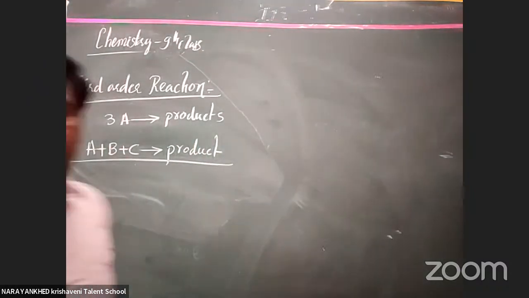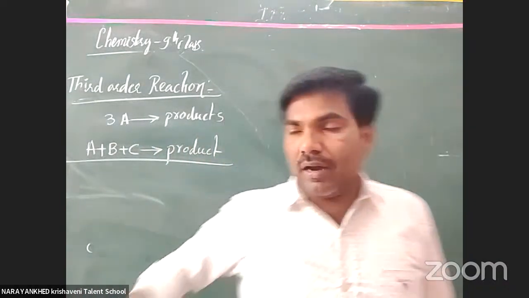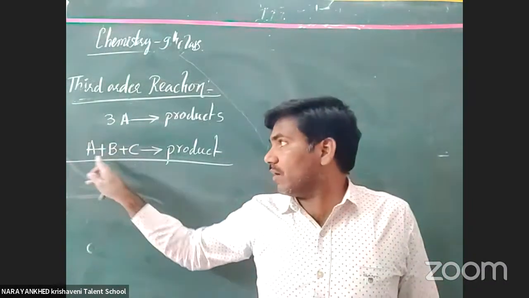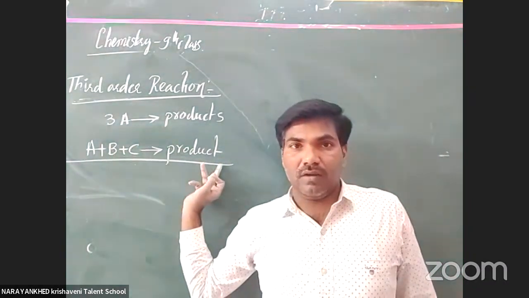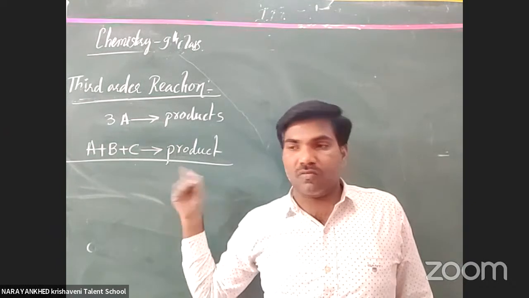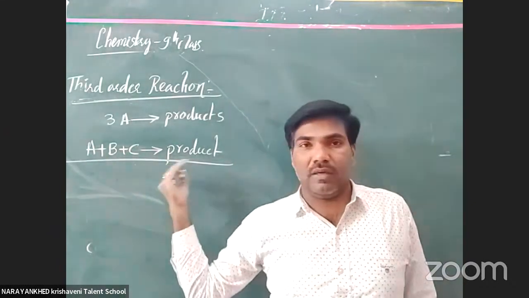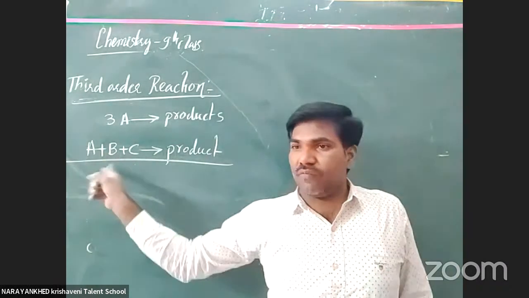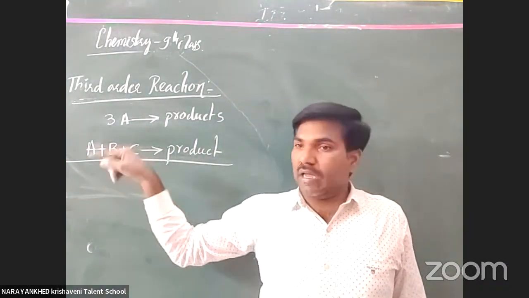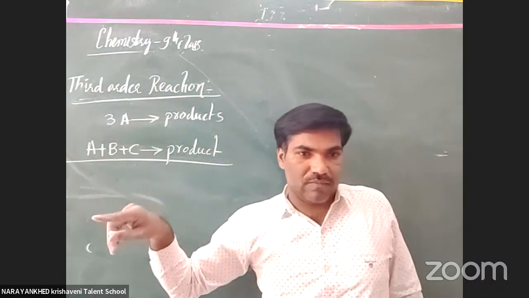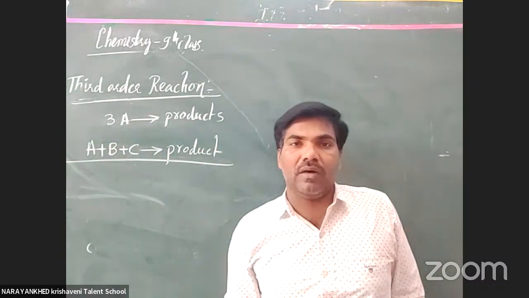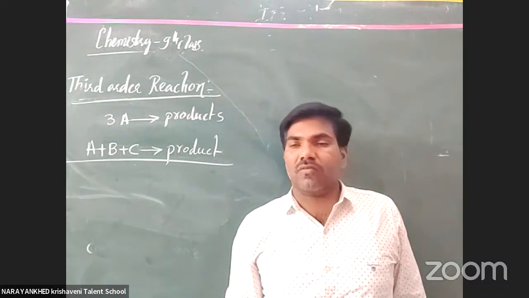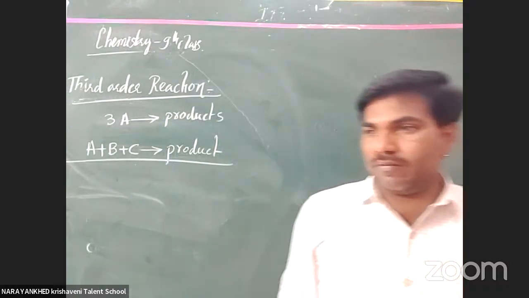In both cases we consider the same. Either a single reactant is taken three times, or three reactants are involved, A plus B plus C. That is also called a third order. There are three terms, different three reactants, or a single reactant taken three times. Both are called a third order reaction. Clear or not?